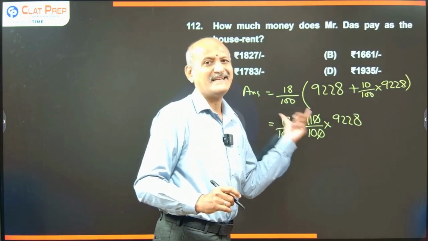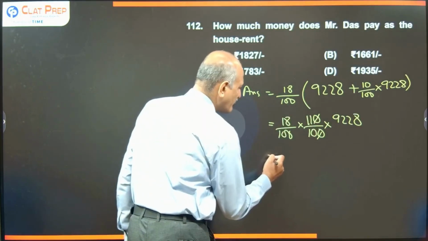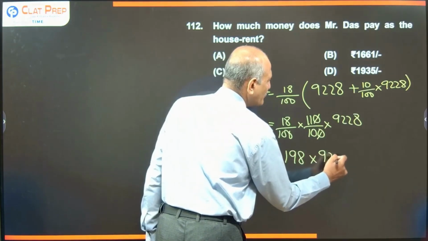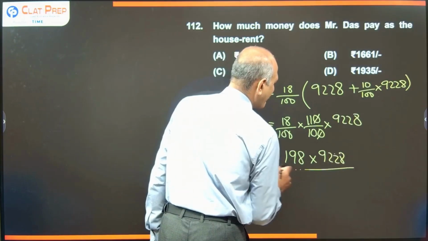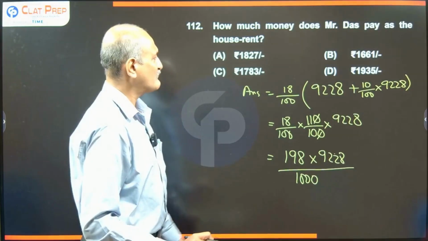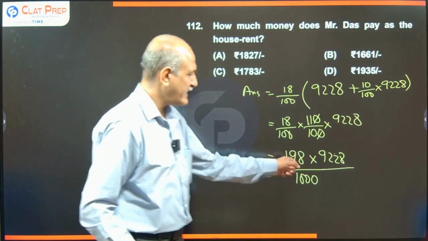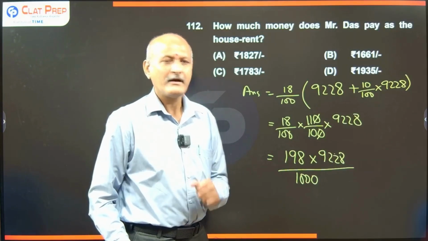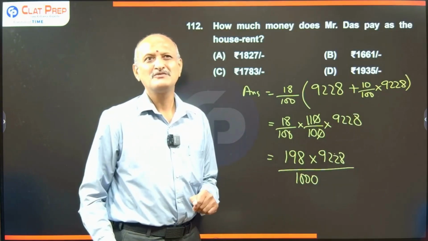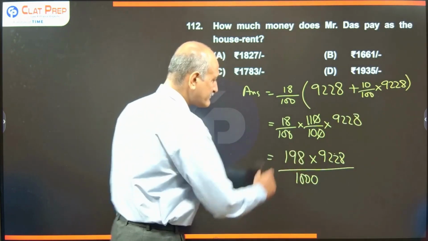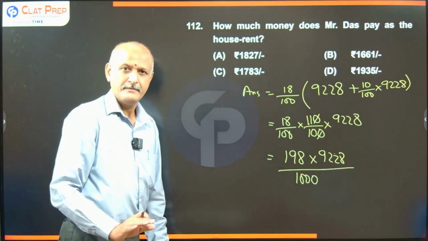It comes to 198. So I could say it is 198 into 9228 divided by 1000. Let me observe this carefully with an approximation. This 198, can I tell it is very close to 200? And 200 divided by 1000 comes to 1 by 5.